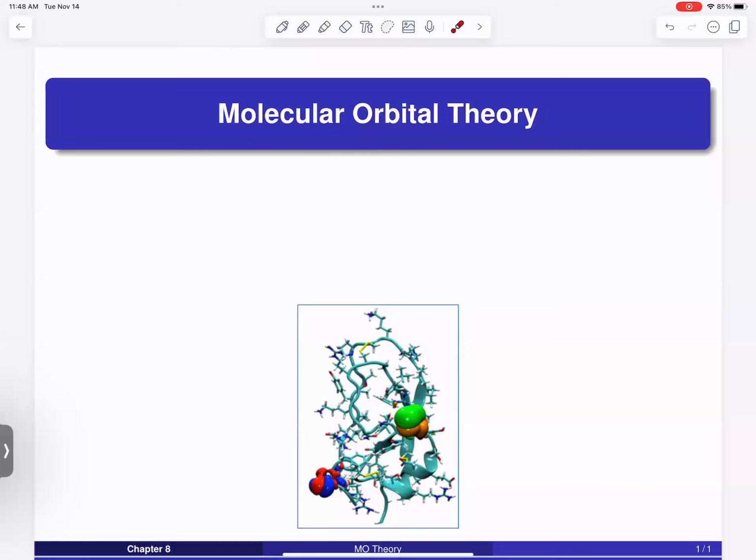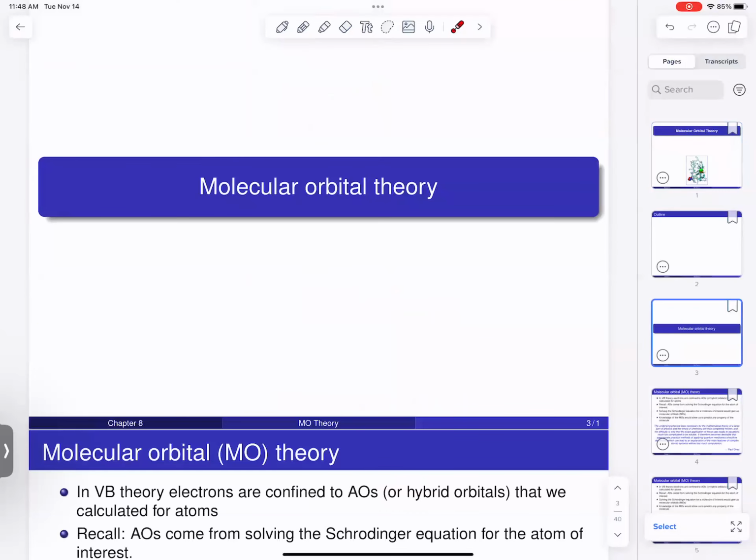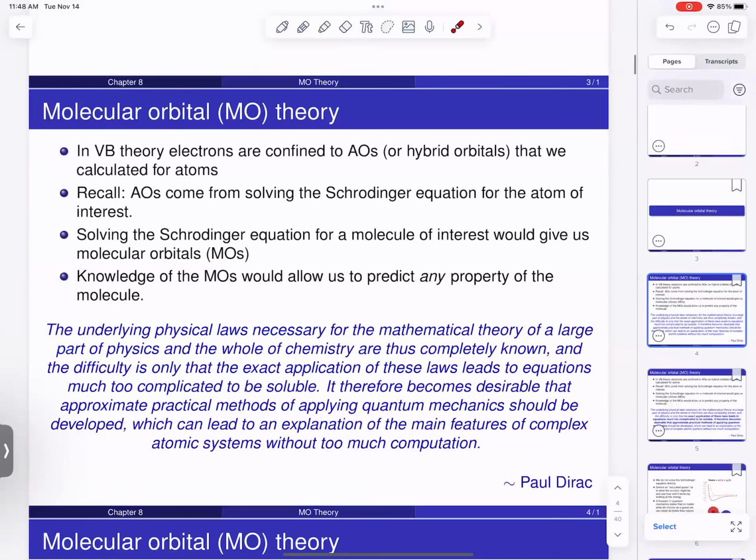So we'll start by looking at very simple molecules, but the same concepts will apply to very large molecules such as this, where we're effectively going to be building up the tools to understand how electrons exist in these more complex structures.